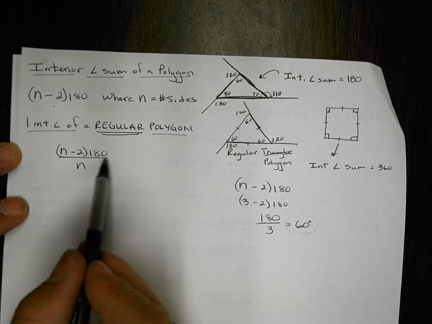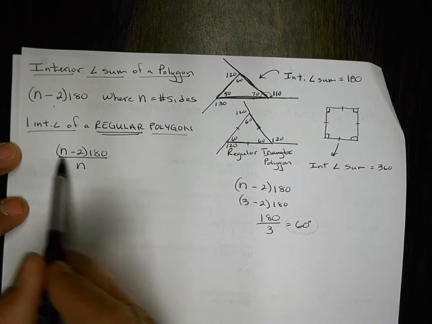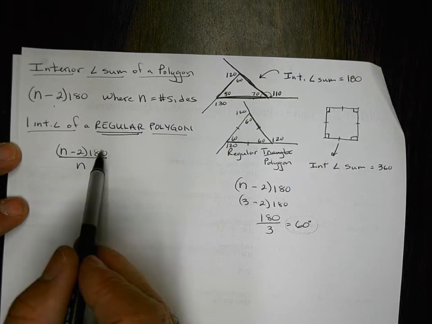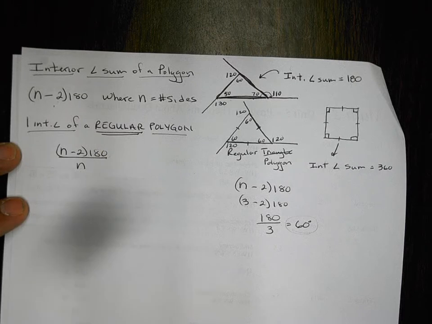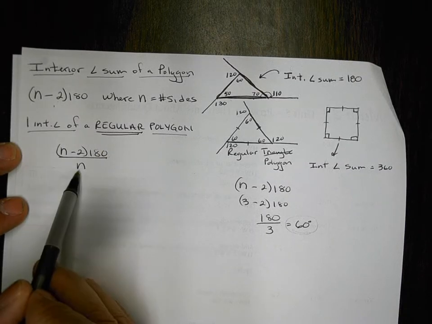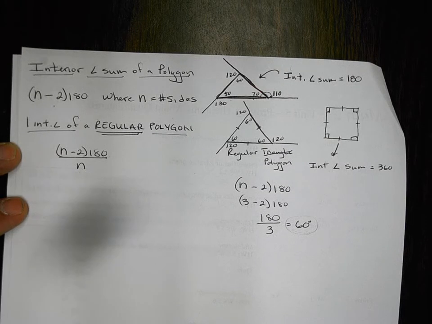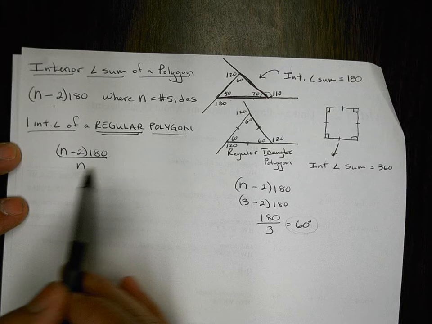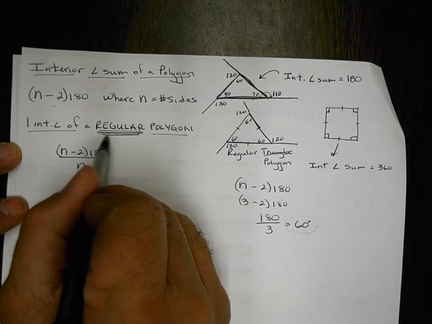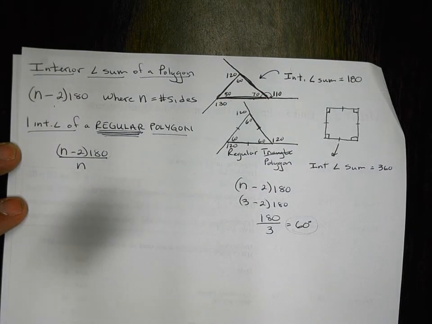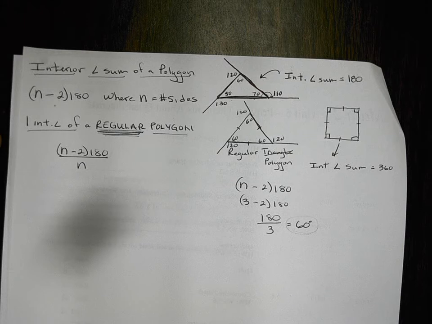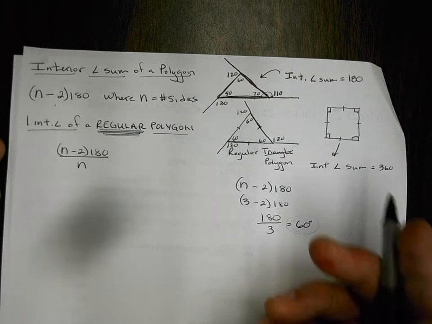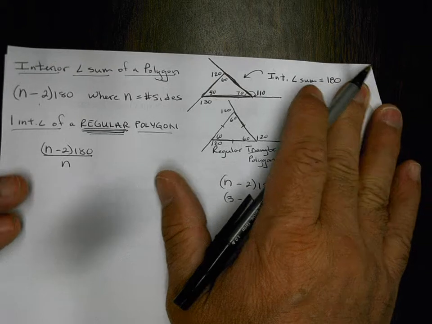This numerator will find the sum of the interior angles of any polygon. But if we know it's a regular polygon and all the interior angles are congruent, we can then divide it by n, the number of sides, to find one interior angle. This only works with regular polygons, because in an irregular polygon, all of the interior angles could be different. Does that make sense? Let's try it over here with a square just to make sure I've convinced you.